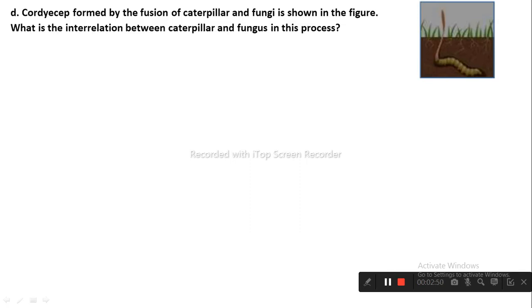Okay, cordyceps formed by the fusion of caterpillar and fungi is shown in the figure, and what is the relation between caterpillar and fungus in this process? So the relation is parasitic.